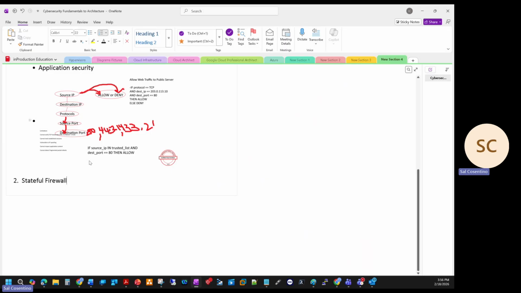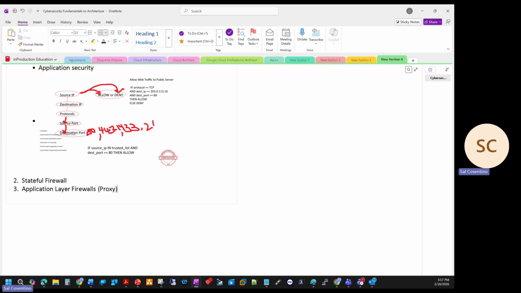Number three is your application layer firewalls, or proxy firewalls. And this inspects the traffic at the application layer.